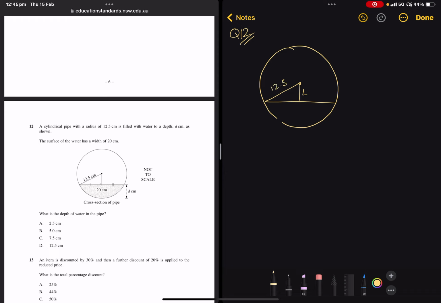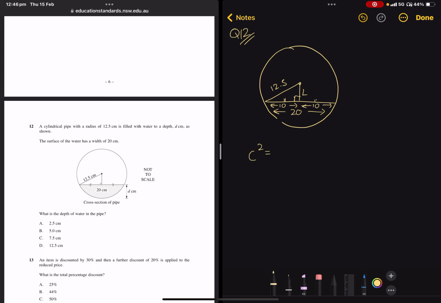So this we know is 12.5. We know this total length is 20. This means the base of this little triangle is going to be 10, because you could cut it in half and it would have symmetry, so half of it would be 10. We're also told that they're the same length with the double lines. So we can just use Pythagoras' theorem here on this right triangle.